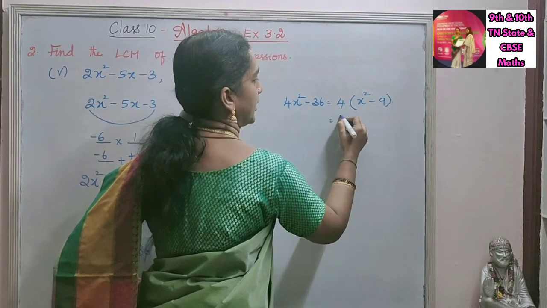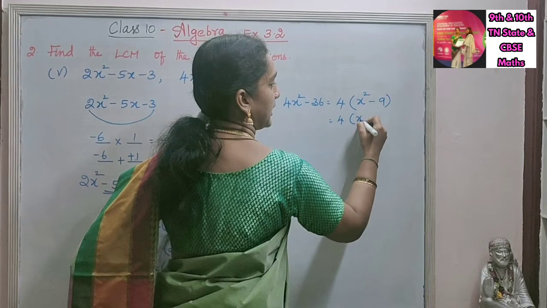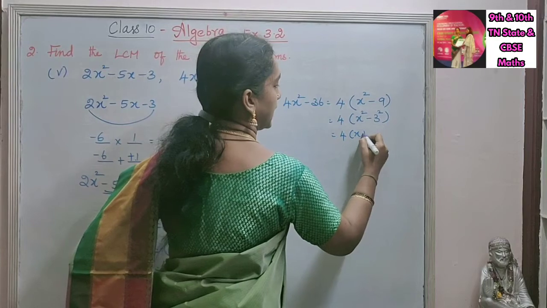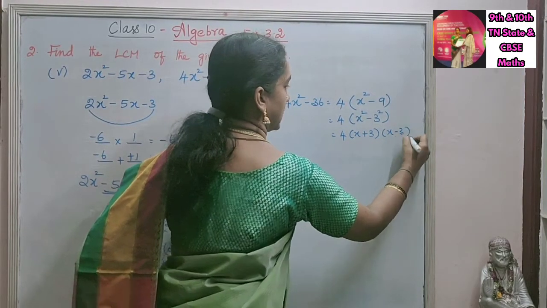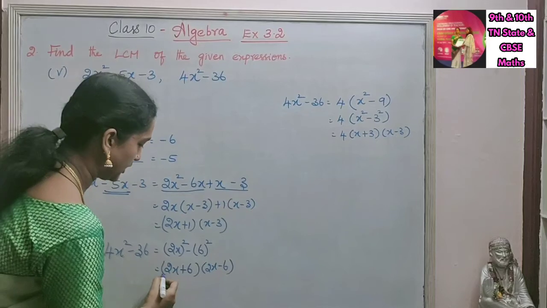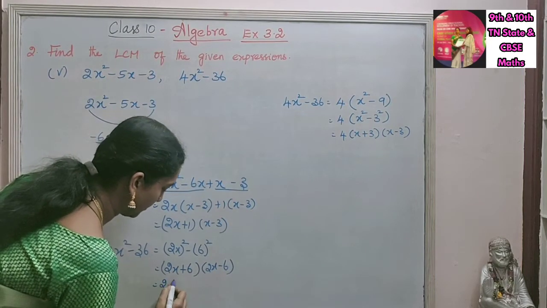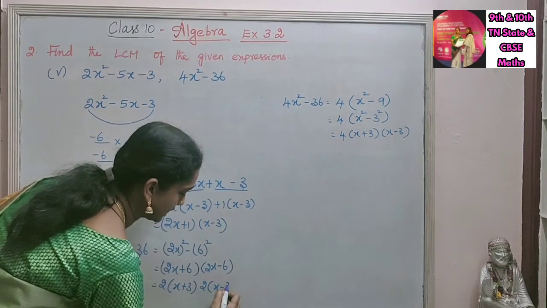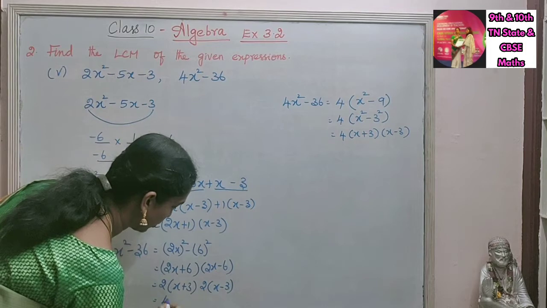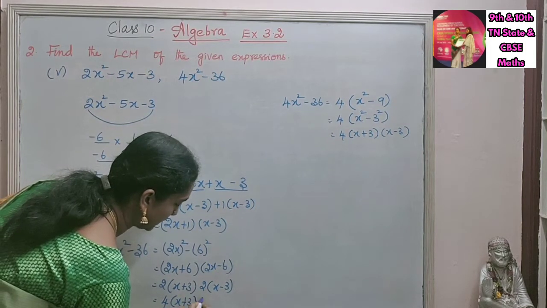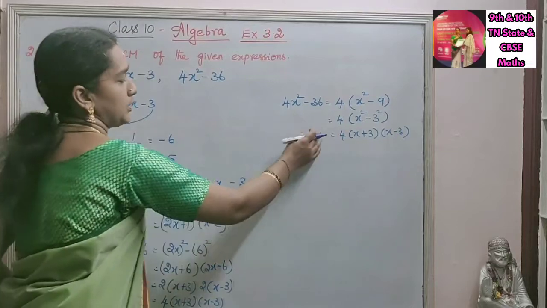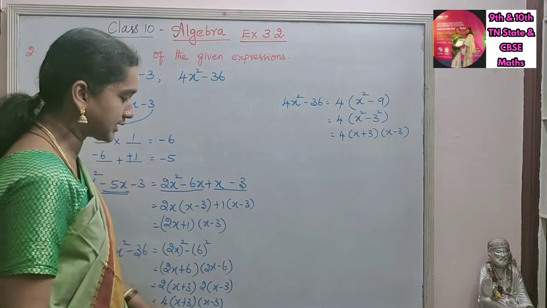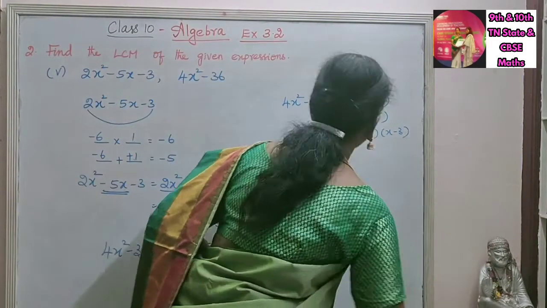So this also we can write as a squared minus b squared, that is x squared minus 3 squared. So 4 into x plus 3 into x minus 3. The same thing here also. Here in this 2 we can take it common, so the remaining will be x plus 3. Here also 2 if we take, it is x minus 3. So 2 into 2 is 4, 4 into x plus 3 into x minus 3. So in whatever way you are doing, you will be getting the same answer as 4 into x plus 3 into x minus 3.